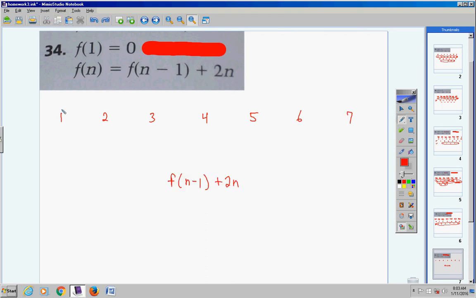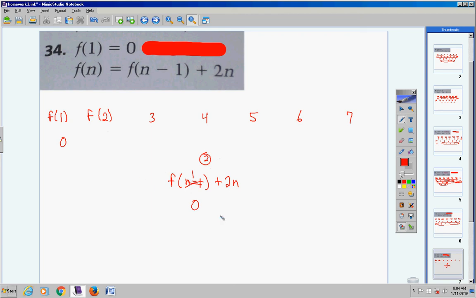And we know f of 1 is 0. So now we're going to evaluate f of 2. All right. So where the n is, I will put a 2 right here. 2 minus 1 is 1. F of 1 is 0. 2 times n. Now don't forget, what am I putting in? I put it right here above. I'm putting 2 in, okay?